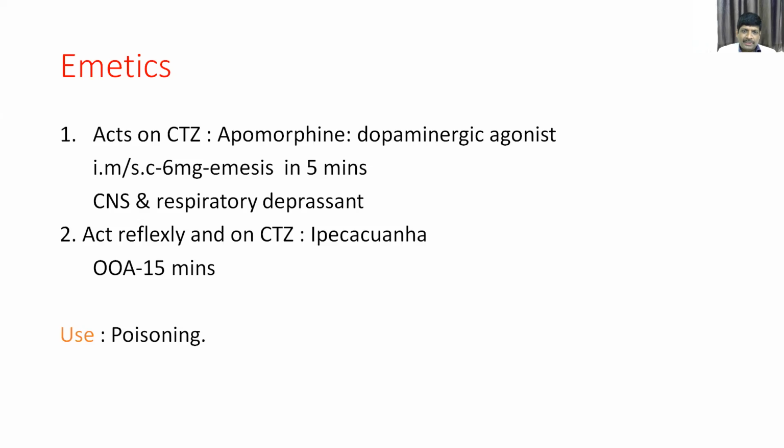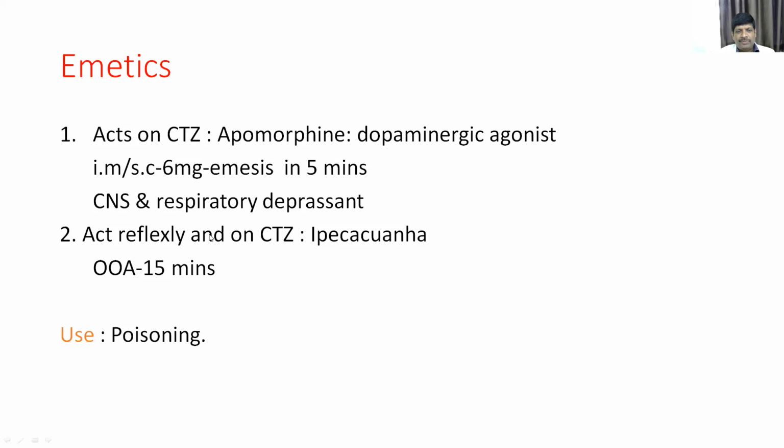Emesis is the condition in which there is vomiting. Now, the drug which acts on the chemoreceptor trigger zone is apomorphine. Apomorphine is a morphine derivative. It's a dopaminergic agonist. It can be given intramuscularly or subcutaneously, 6 milligram. Emesis will be caused in just 5 minutes. It is also a CNS and respiratory depressant. If you have an idea about morphine, you will know why this effect is there and why it causes emesis.